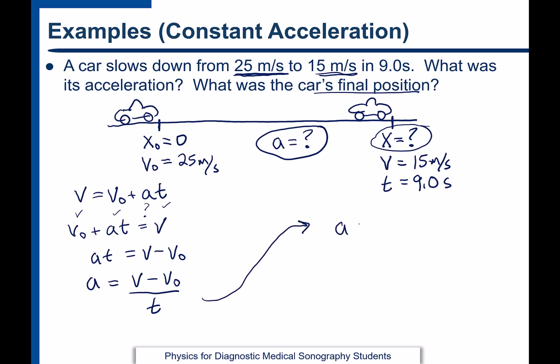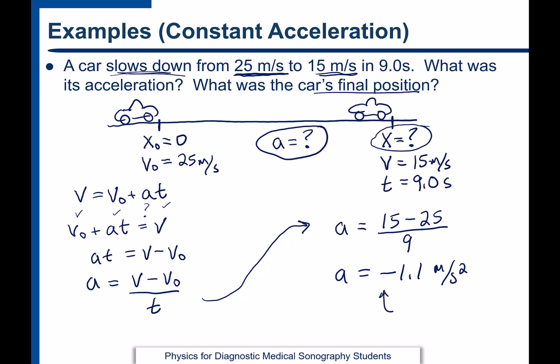So a is equal to the final velocity, that's 15, minus the initial velocity, that's 25, divided by the time, which is 9. So if you do this on your calculator, what you should get is negative 1.1 meters per second squared. Now remember what that negative sign means. It's telling you that the car is losing 1.1 meters per second for every second that goes by. So it's losing velocity every second. And that makes sense because clearly the car is slowing down.